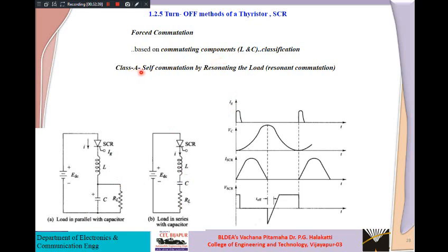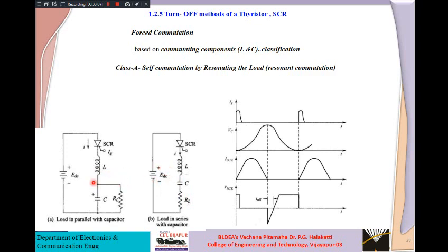Like that we have class A, self commutation by resonating the load. Class A and class B types come. For your syllabus only two types are there. Here L and C are connected in series, and L and C act like a resonating circuit. Here C is in parallel with the load. In this case the load is in series with the capacitor. So like that we have two variations of the circuits here.